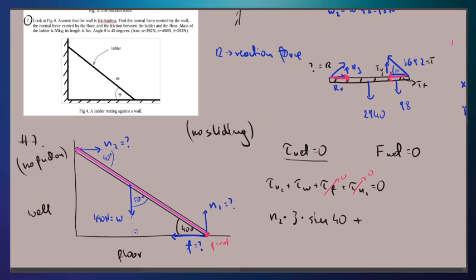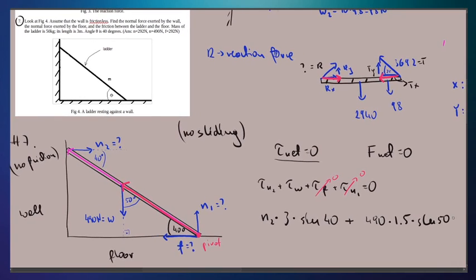Plus the torque produced by the weight, so that would be 490 newtons times, well, now the distance is from the pivot to the weight, which is halfway. That halfway would be 1.5 meters, because the whole length of the bar is 3 meters. So times 1.5 meters times the sine of the angle between d and the weight, and that would be 50. The angle here is 50, so sine of 50, and all of this equals 0.